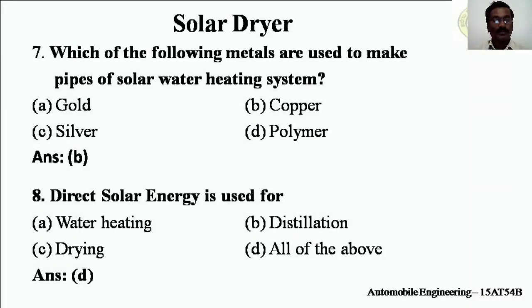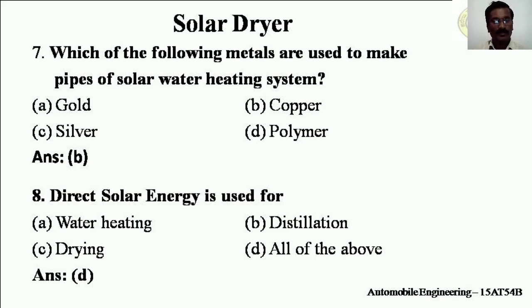Question number 7. Which of the following metals are used to make pipes of solar water heating systems? Here we have four answers. First one is gold, B copper, C silver, D polymer. So gold and silver are not as good heat conducting materials as compared to copper. So copper is the best answer for this one. So answer B is the correct answer.